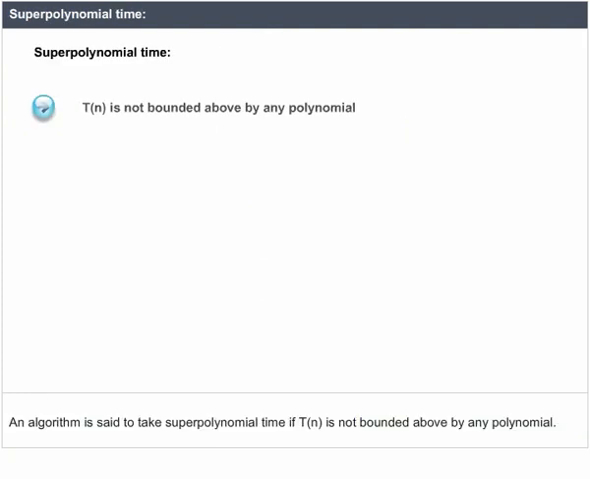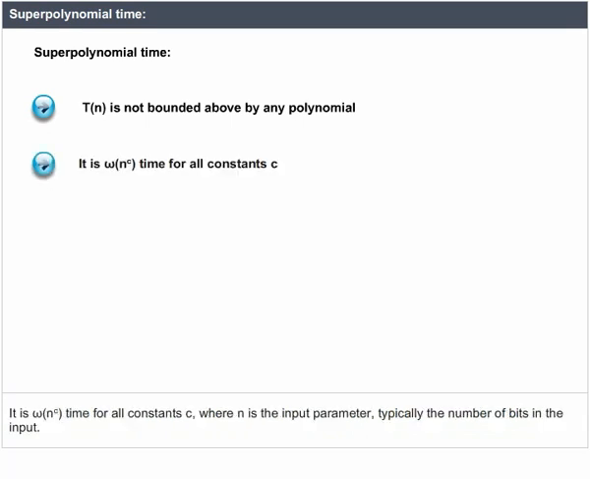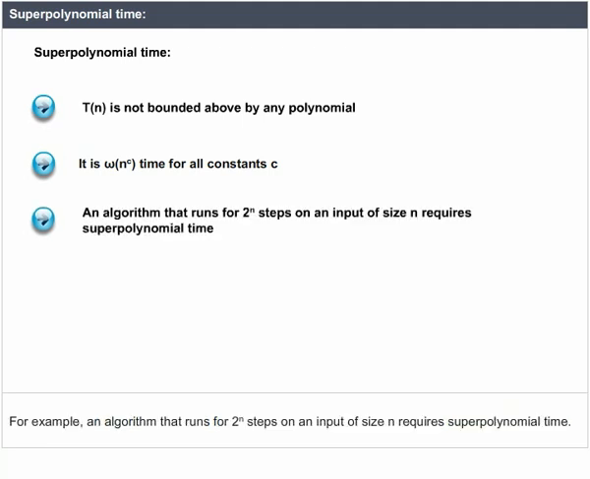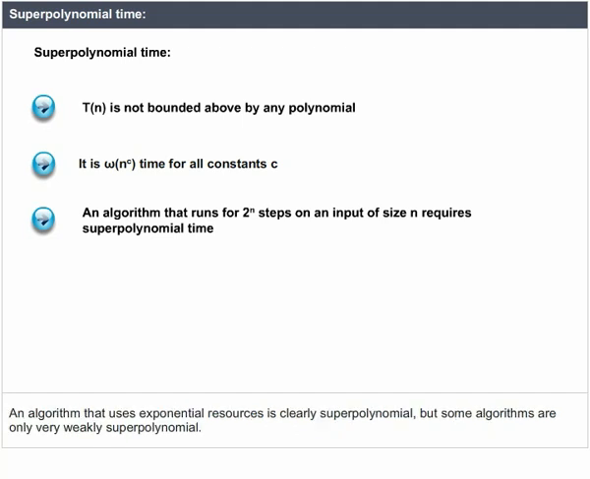Superpolynomial time. An algorithm is said to take superpolynomial time if T(n) is not bounded above by any polynomial. It is omega of n to the power of c for all constants c, where n is the input parameter, typically the number of bits in the input. For example, an algorithm that runs for 2^n steps on an input of size n requires superpolynomial time. An algorithm that uses exponential resources is clearly superpolynomial, but some algorithms are only very weakly superpolynomial.